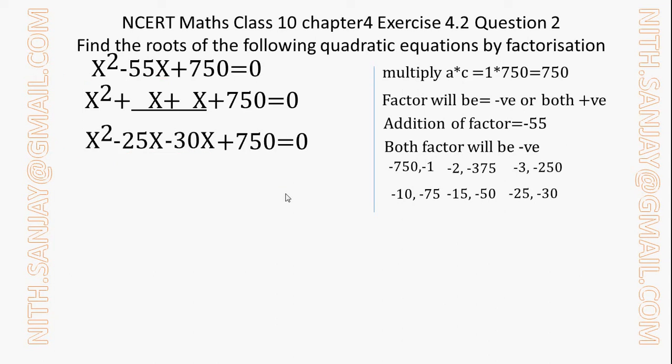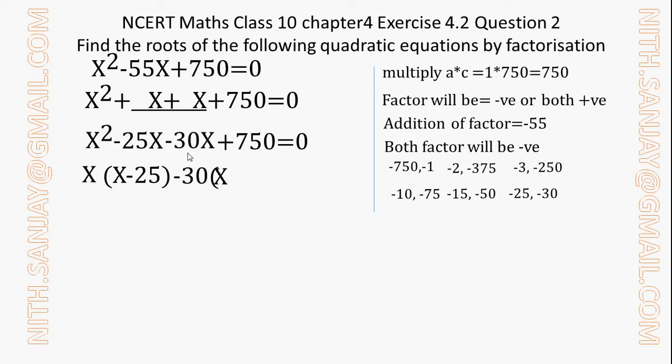Now we will take x common from these two terms, right? If we take x common from these first two terms, we will be left with x, because if I remove x from x square, I will be left with x, and minus 25, because if I remove x from minus 25x, I will be left with minus 25. Now I have to take something common from these two terms so that I will be left with x minus 25. So I will take minus 30 common. Only then I will be left with x, and here I will be left with minus 25.